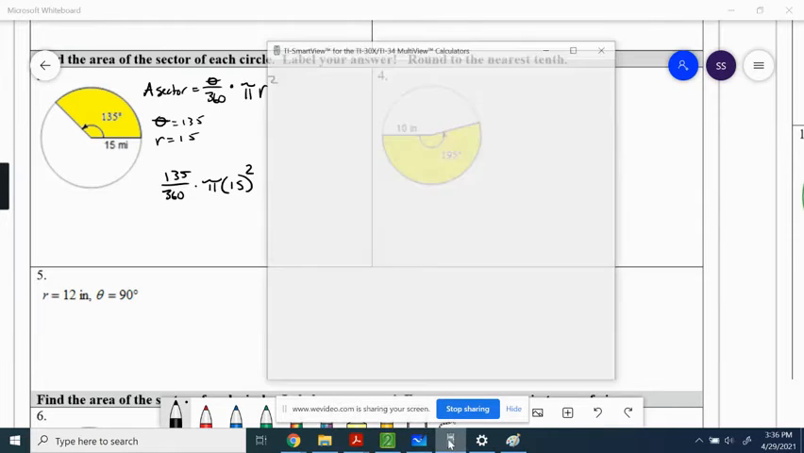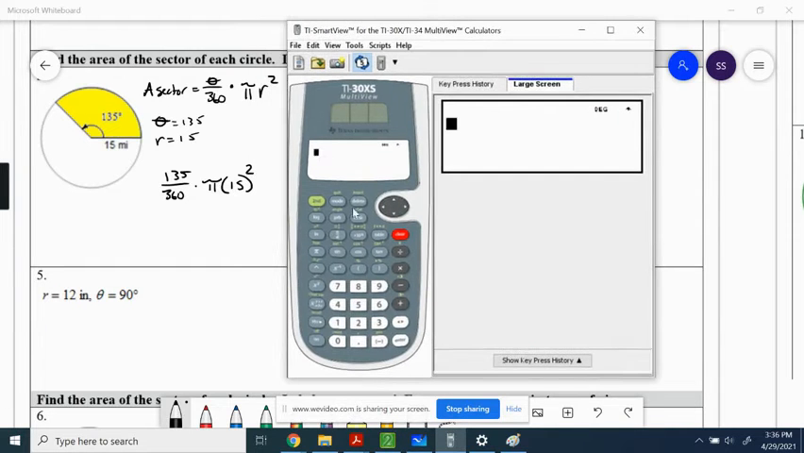And I'll pull up my calculator here, so I can just type this whole thing into my calculator. Hit the fraction button, 135, go down, hit 360. Make sure you get out of the denominator by hitting this arrow key. And now you can do times pi. You can do 3.14, you can do pi, it doesn't really matter. I'm going to use pi.